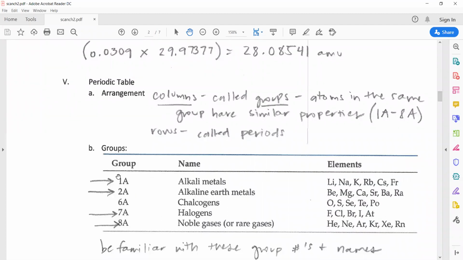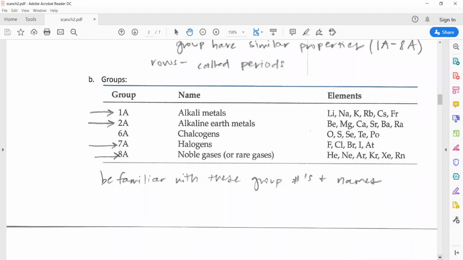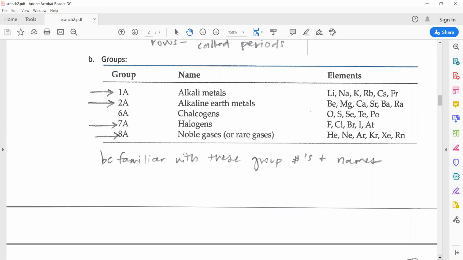So the groups here are listed, and I'll show you a periodic table here in a second as well. But they can be labeled 1A all the way through 8A, but only a few of them have special names. So we'll see how they're labeled. But 1A is always called alkali metals, 2A alkaline earth metals, the 6A you don't have to know, 7A halogens, and 8A noble gases or rare gases. You can see their elements listed here to help you a little bit too. But we want to be familiar with these 4 group names so that we know who we're talking about immediately.